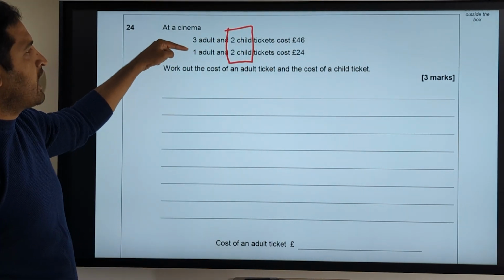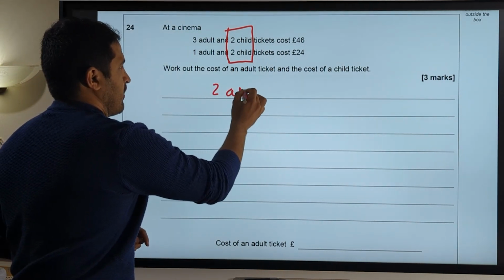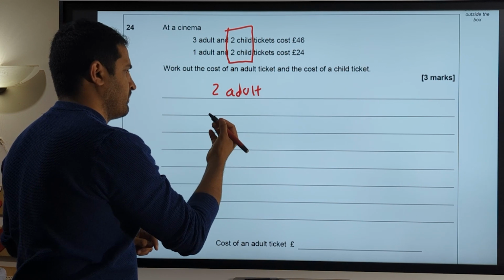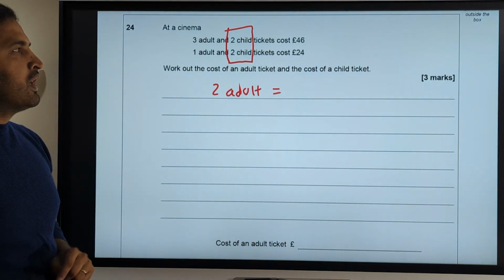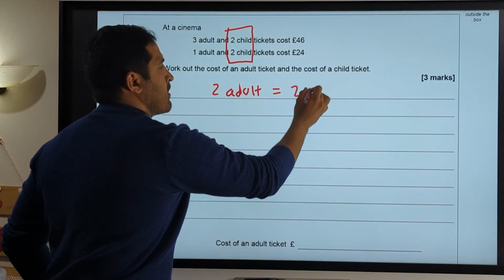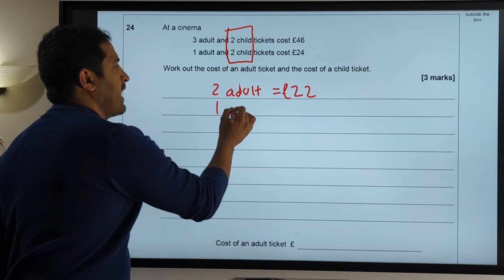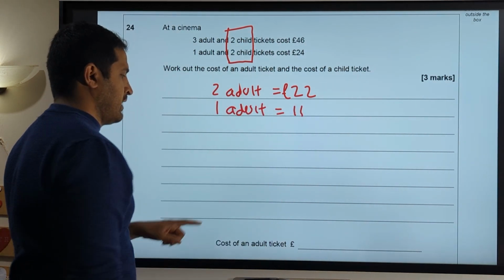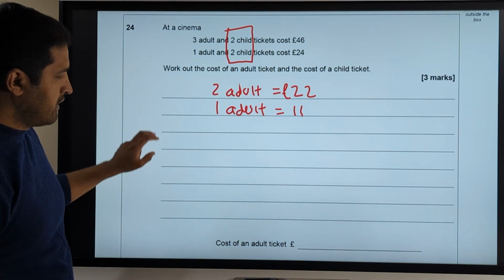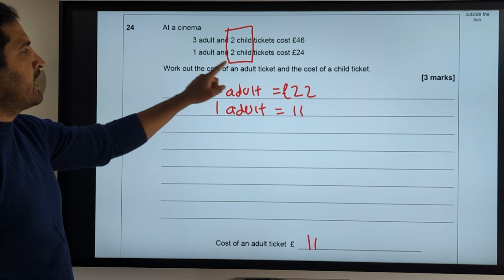So what we're saying is, if you buy 2 more adult tickets, so 2 adults should cost you 46 take away 24, which is £22. So what's the cost of 1 adult? 1 adult should cost you £11. And that gets you the marks straight away. Adult ticket costs £11.